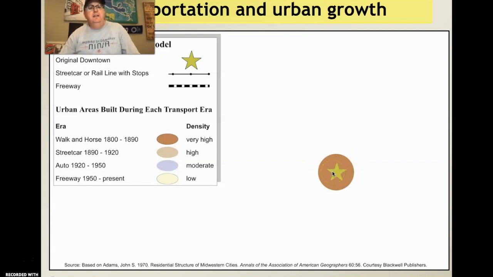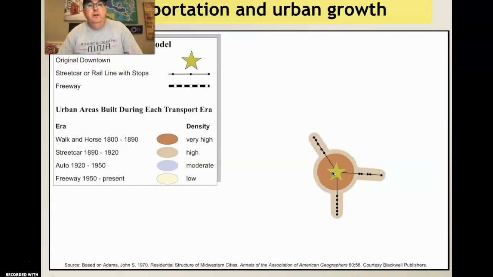Now, in 1890 to 1920, streetcars come in. And now what are streetcars going to do to the form, meaning the shape, of a city? Well, here's what it's going to do. It's going to create this pinwheel. You're going to have these streetcar suburbs along the way, and these streetcars would go into the downtown areas, and then people would walk to the streetcar, get on the streetcar, and ride into the city. And it creates this pinwheel design of how the land is being used.